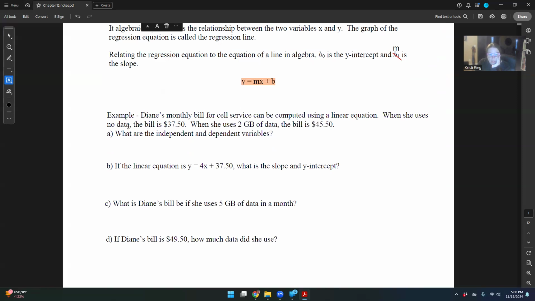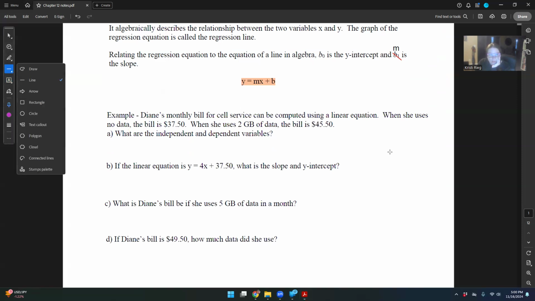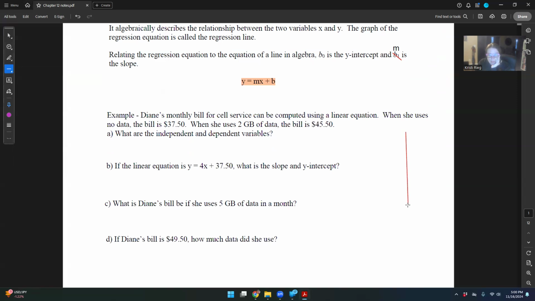When she uses no data, so like if we were in algebra, we would make a little table with our information. We're not going to do this ever again, but I just wanted to have a callback to something you're familiar with, just so you can see where we're going. So no data, there's our bill price. 2 gigs of data, there's our bill price.